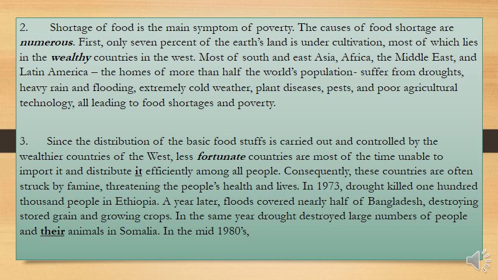In 1973, drought killed 100,000 people in Ethiopia. A year later, floods covered nearly half of Bangladesh, destroying stored grain and growing crops. So as you can see, here are some examples of natural disasters that are leading also to the deaths of many people, and to the destroying of grains and crops, which are a big part of their food.